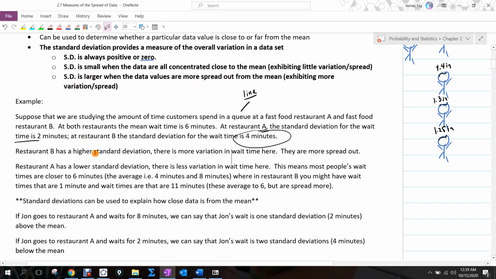So restaurant B has a higher standard deviation, there is more variation in wait time here, so they are more spread out, okay? There might be 1,000 data points in each one of these. I don't know what the individual data points are at the moment, but I do know how data set B compares to data set A holistically.